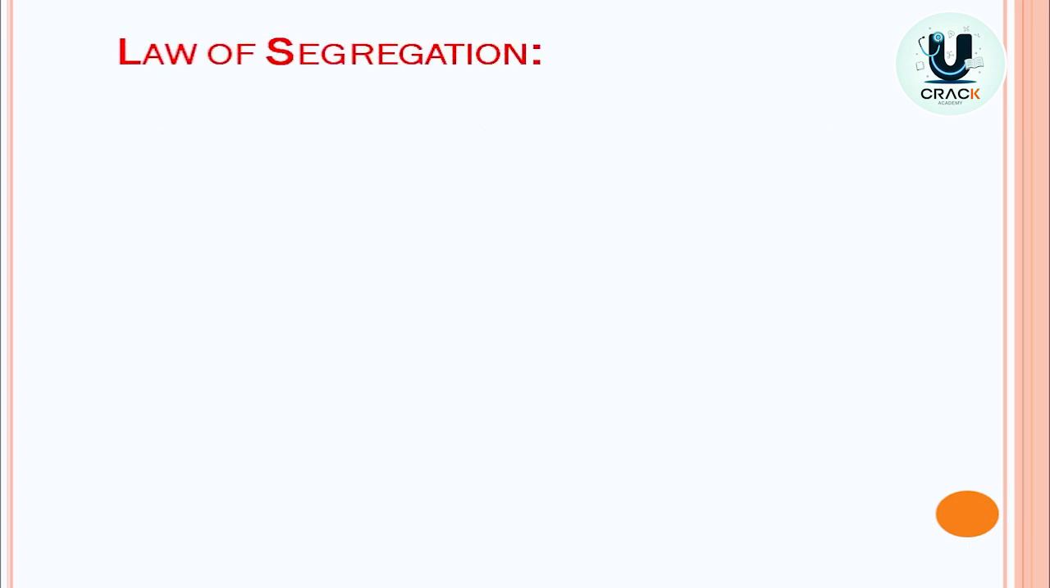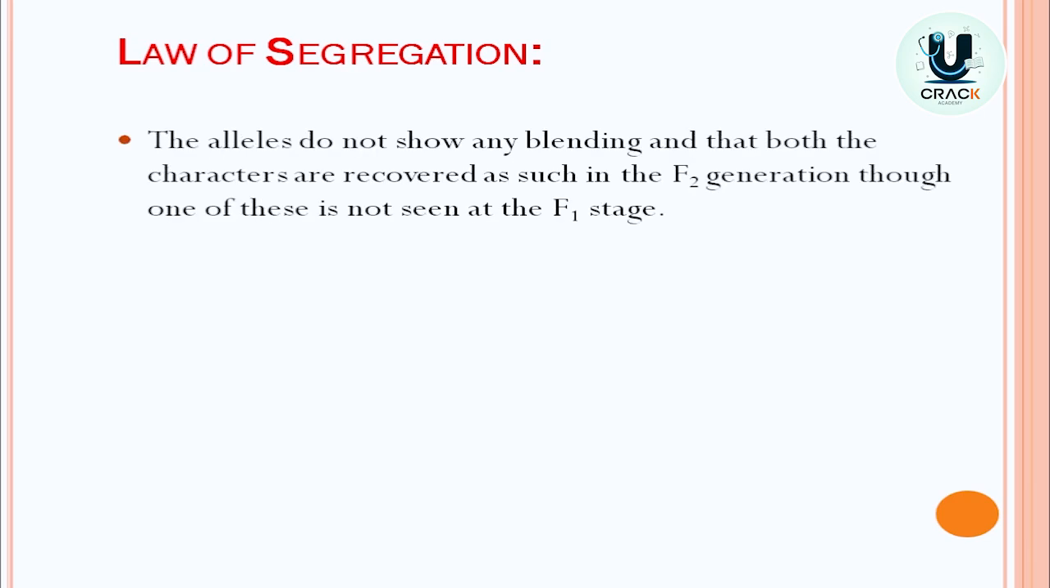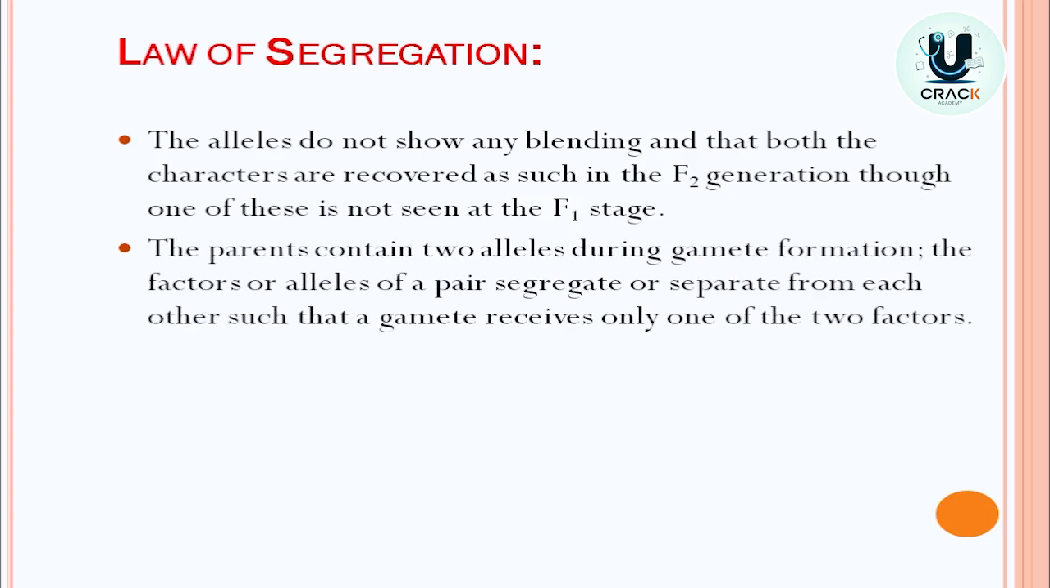Law of segregation. The alleles do not show any blending, and both the characters are recovered as such in the F2 generation, though one of these is not seen at the F1 stage.